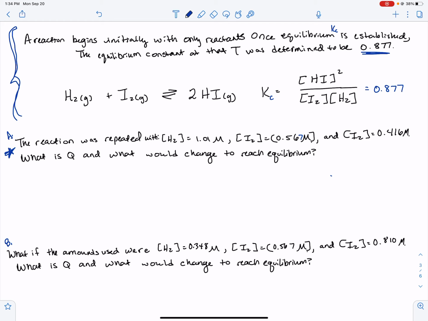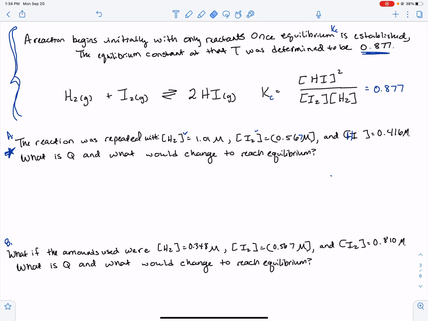All right, so it's repeated with these other numbers. So notice I've got a value for the H2 on the bottom, the I2 on the bottom. Oh, and this is supposed to be HI on top. So we just have some new numbers. So we want to know, when we mix them all up, like that first initial moment where they're starting to mix, we're going to see where we are with respect to the equilibrium. You'll see what I'm saying in just a second.